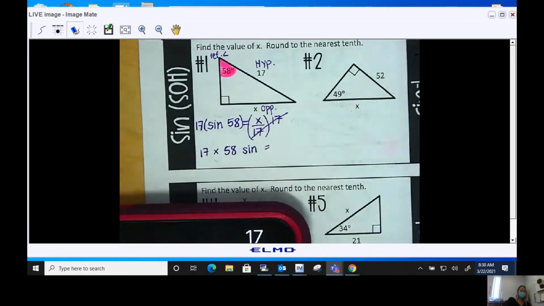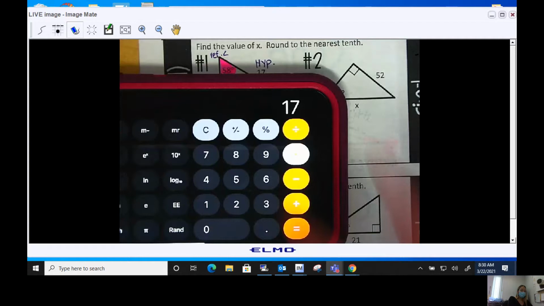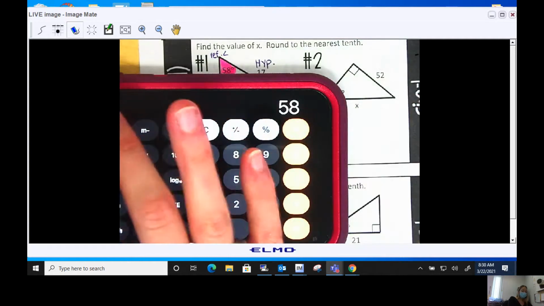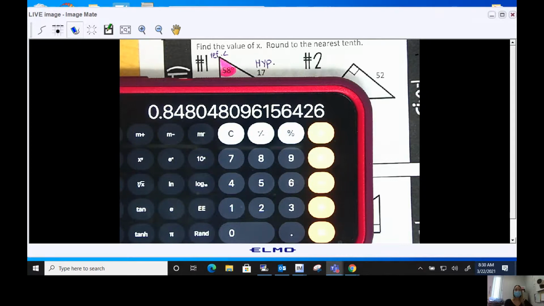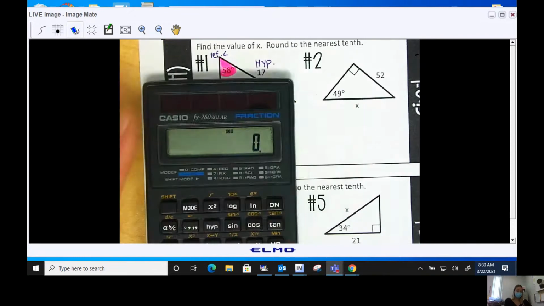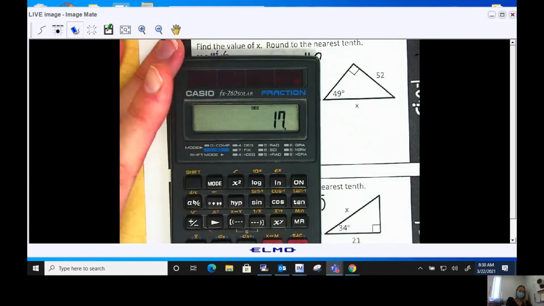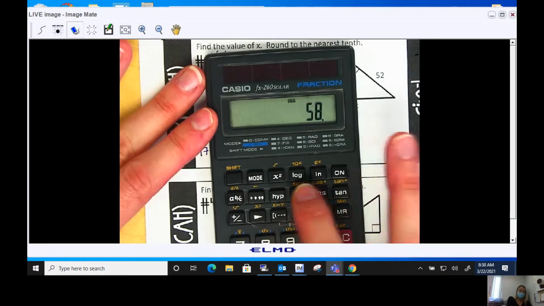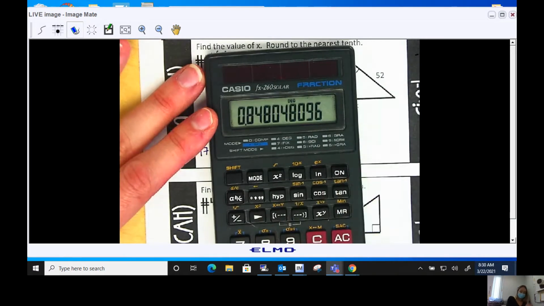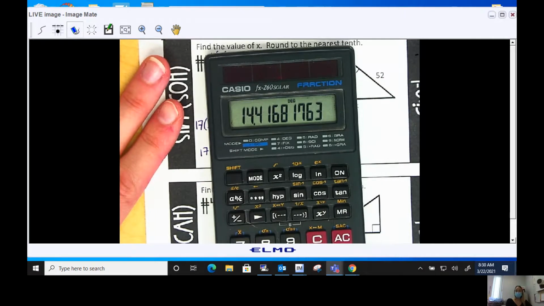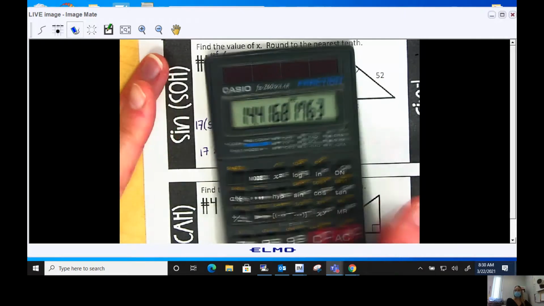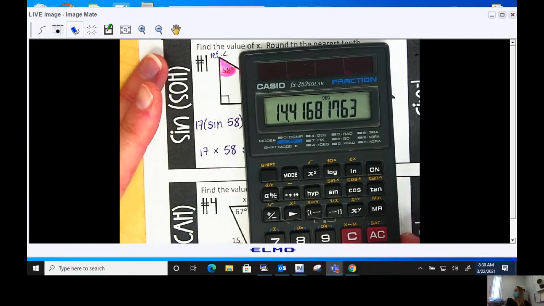Okay, so 17 times 58 sine, make sure you're pushing the button that says sine, and then you push equals. Same with a calculator: 17 times 58 sine equals. You can't forget the equal button. Did everybody get 14.4? Yes.